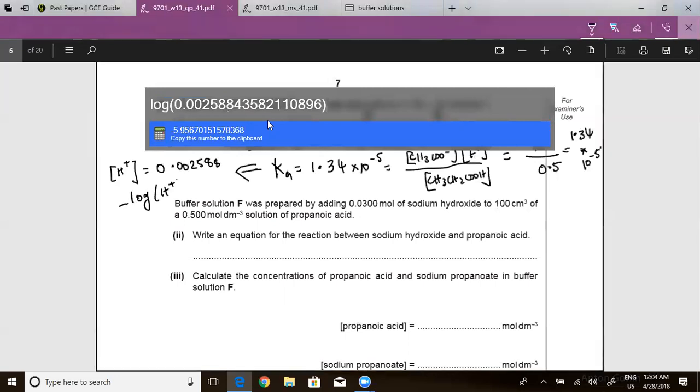Don't you get 2.6? This is not me, this is the calculator. I don't know, maybe I put something wrong. It should be acidic, and both answers are acidic, but this is very little acidic.